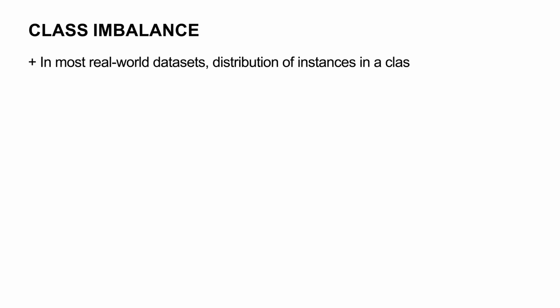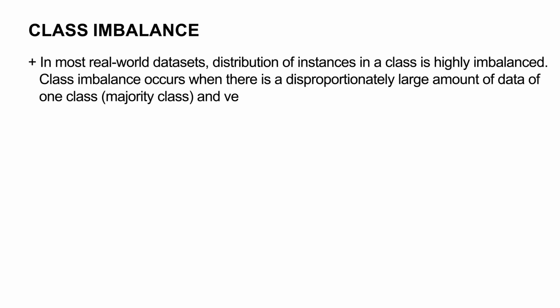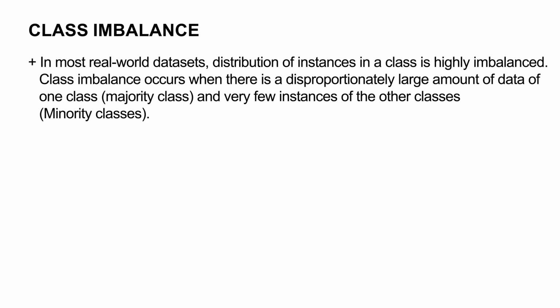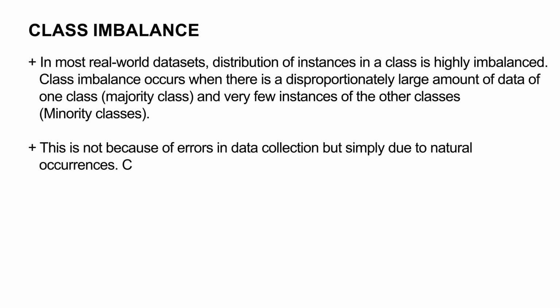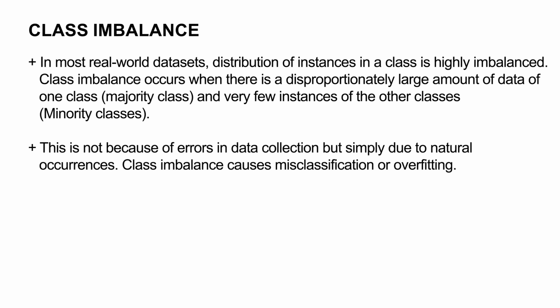Class imbalance. In most real-world datasets, the distribution of instances in a class is highly imbalanced. Class imbalance occurs when there is a disproportionately large amount of data of one class, the majority class, and very few instances of the other classes, the minority classes. This is not because of errors in data collection, but simply due to natural occurrences. Class imbalance causes misclassification or overfitting.